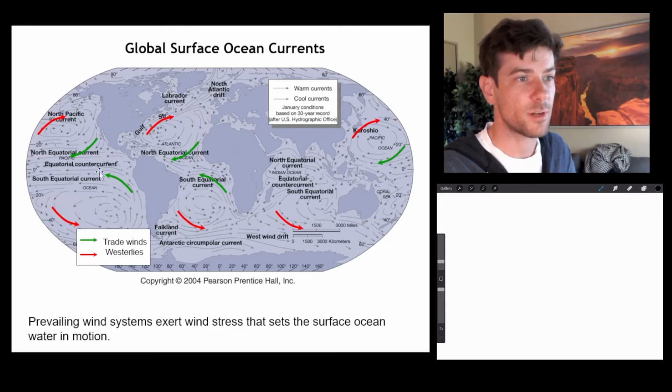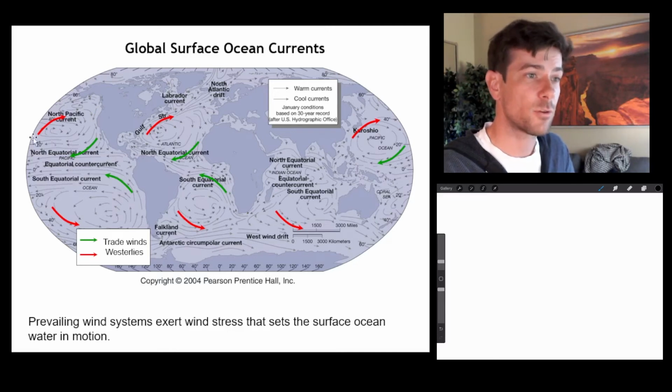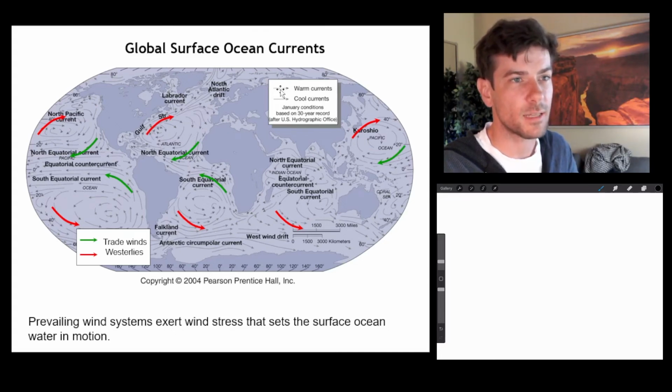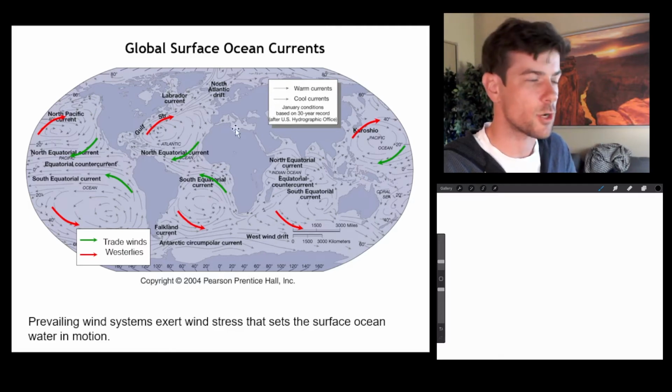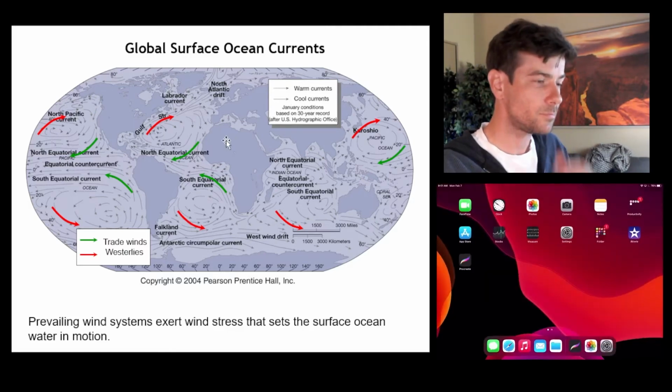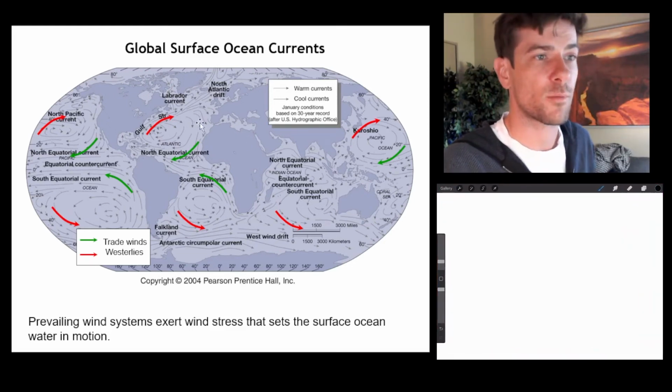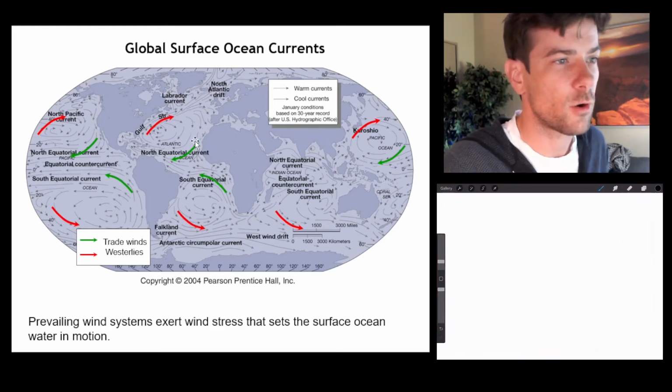In the southern hemisphere, they rotate counterclockwise because of the Coriolis effect. Northern hemisphere, they rotate clockwise because of the Coriolis effect. The green arrows on this figure are showing the trade winds, and the red areas are showing the westerlies. It's kind of hard to see, but there are dotted lines and solid lines. The dotted lines are showing warm currents, and the solid lines are showing cold currents.